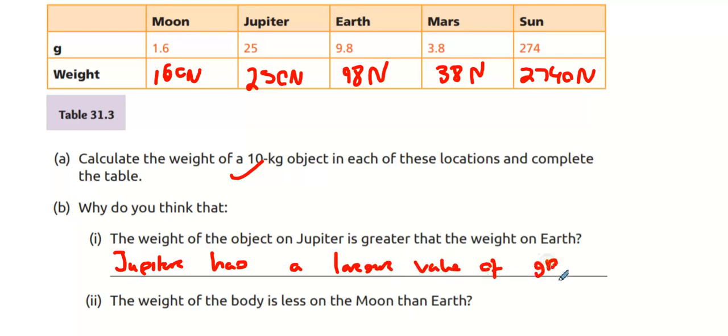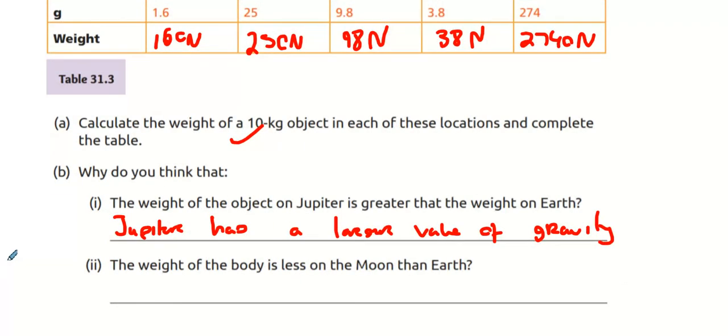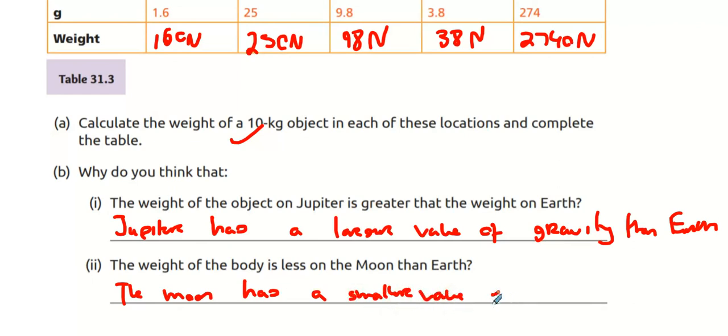Because Jupiter is a much larger planet with a much higher mass. Okay, the weight of the body is less on the moon than Earth because the moon has a smaller value of gravity than Earth.